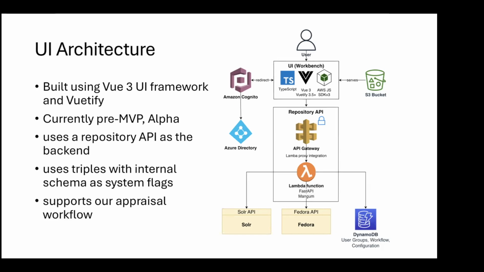We also take the approach of using triples with our own internal schema, as I've said, system flags there, but perhaps workflow flags would be a better terminology. So, for example, we're using it to flag if there's been changes since the last time we made a version, if it's going to be appraised by someone on our archivist team who it's assigned to, that sort of thing, in addition to the usual administrative, technical, descriptive metadata and so on.